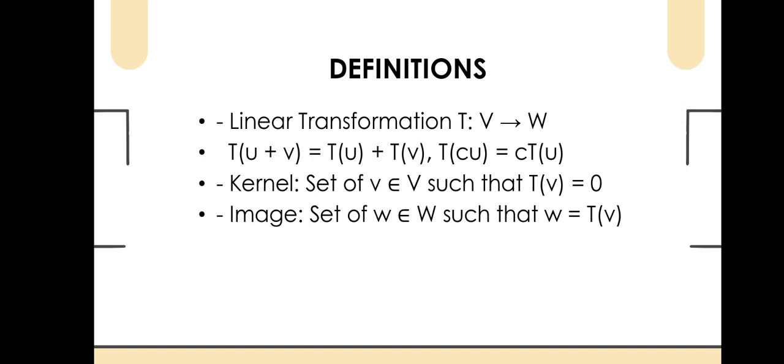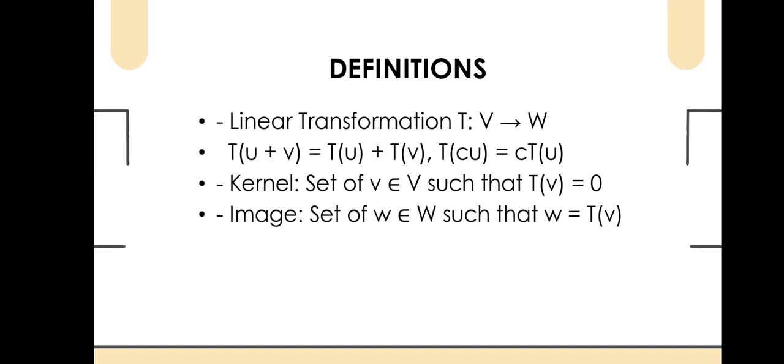First, the transformation T maps from vector space V to vector space W, written as T: V to W. For T to be linear, it must satisfy T(U + V) is equal to T(U) + T(V) and T(CU) is equal to C T(U).